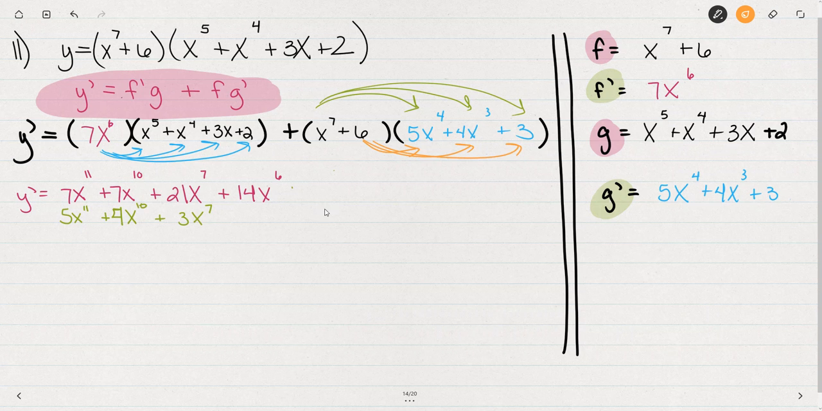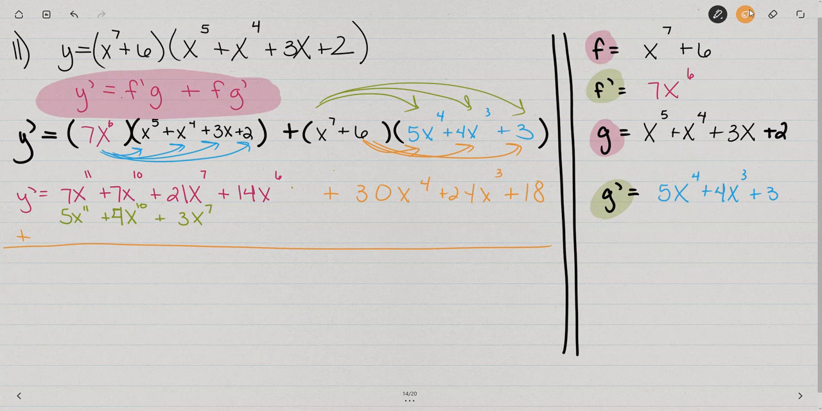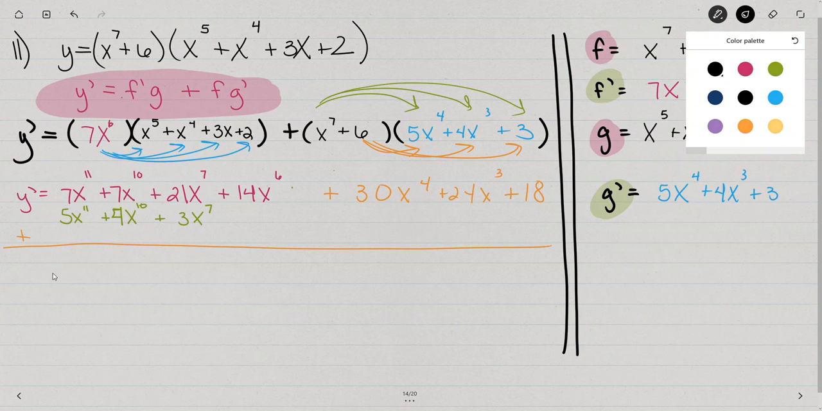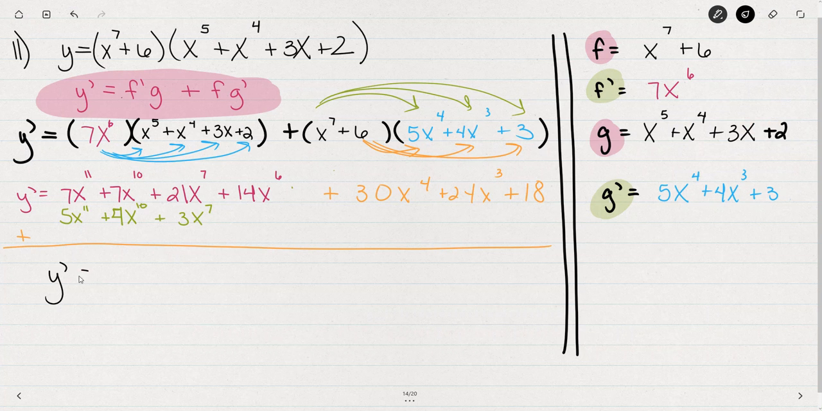6 times 5x to the 4th will give us 30x to the 4th. 6 times 4 is 24x cubed. 6 times 3 is 18. When I add these together, when I combine the like terms, I get the final answer of 7 plus 5.